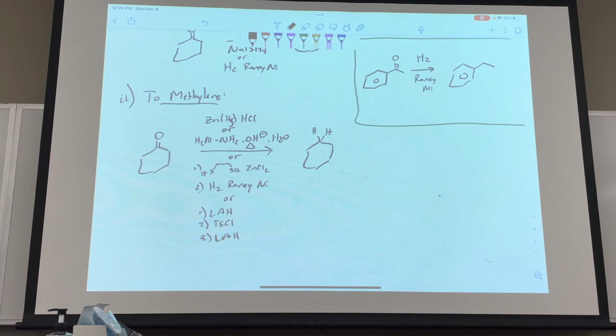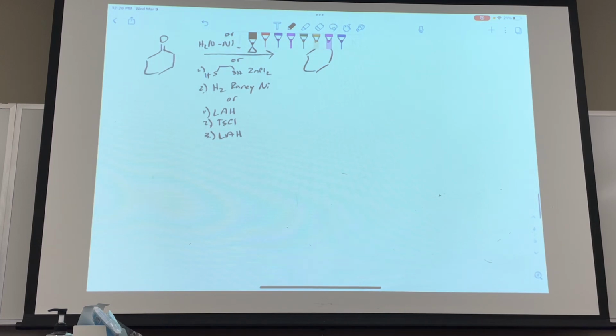Okay, so the last thing that we've got to talk about in this chapter, got just about the right amount of time to wrap this chapter up, I think, is one of my favorite reactions, and I think it'll become one of yours too. This is a named reaction, and they call this the Wittig reaction.